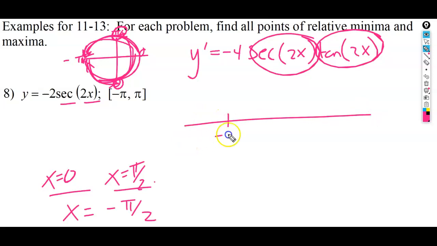So we have negative pi over 2, we have 0, and we have positive pi over 2. And we just want to pick some numbers. Since we're plugging these into trigonometric functions, you want to be picking numbers that are actually nice to figure out on the unit circle.